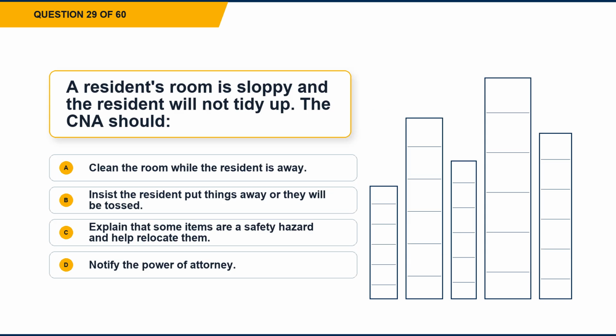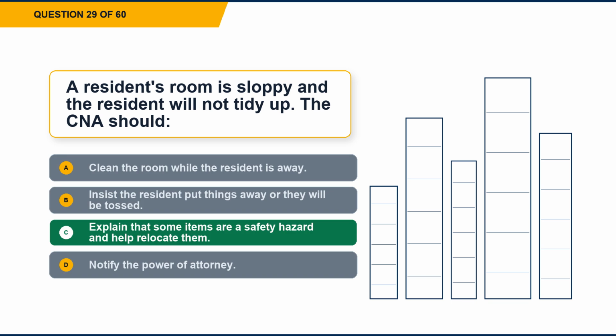Question 29. A resident's room is sloppy and the resident will not tidy up. The CNA should: Option A, clean the room while the resident is away. Option B, insist the resident put things away or they will be tossed. Option C, explain that some items are a safety hazard and help relocate them. Option D, notify the power of attorney. The correct answer is option C, explain that some items are a safety hazard and help relocate them.